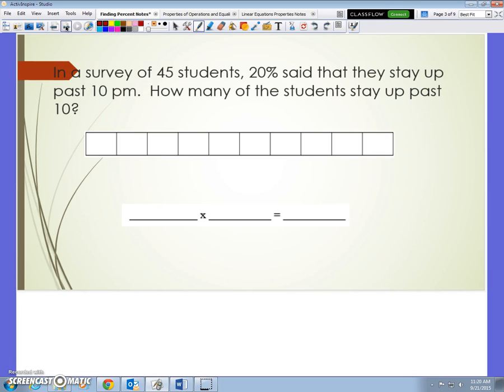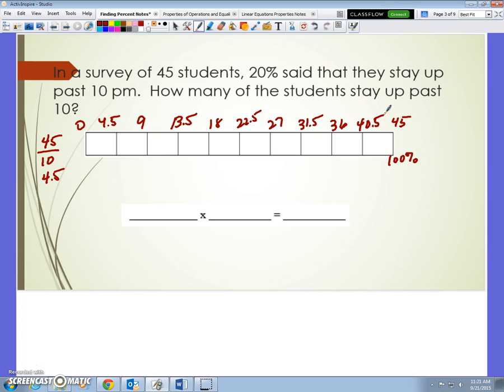Take a look at another one here, things that we've already done. Let's take a look at the chart and compare it to how easy it is when we just multiply. It says there's 45 students, and we're going to have 100% down here. And 20% said they stay up past 10 p.m. How many stay up past 10 p.m.? Well, we need to figure out how much 20% is of 45. Now if I want to divide 45 into 10 equal sections, that's going to tell me 4.5 per. So 0, 4.5, 9, and see, this can be really annoying if I have to do this every single time. 22.5, 27, 31.5, 36, 40.5, and finally 45.